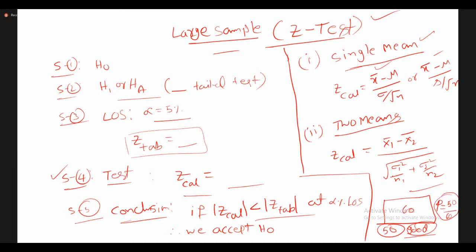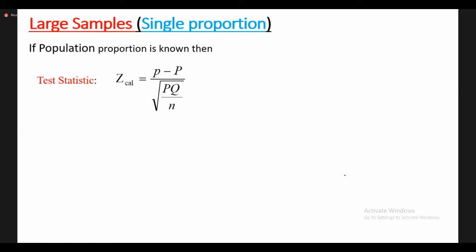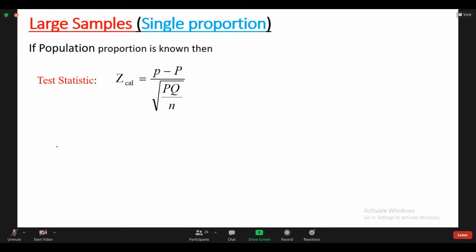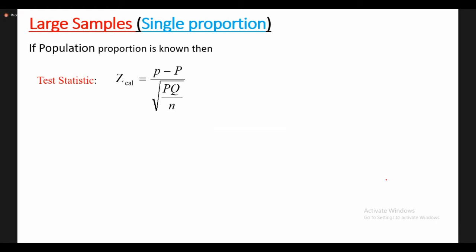In the question, they are not discussing mean and variance. In such a case, you can go through proportions. Today, we will discuss large sample single proportions. See here, in the question, they won't mention anything. We have to identify. That's why I explained in previous classes what we discussed. See, large samples, single proportions.